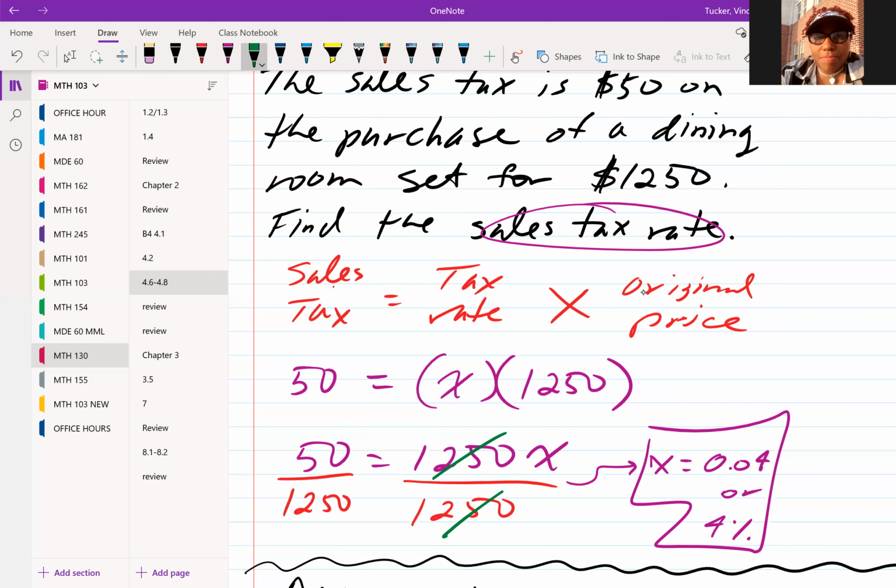Divide both sides by 1250. Note to myself. And that crosses out this one, which leaves that X. And if I divide, that's 1250 into 50. If you put it in a calculator, it would be 50 divided by 1250.